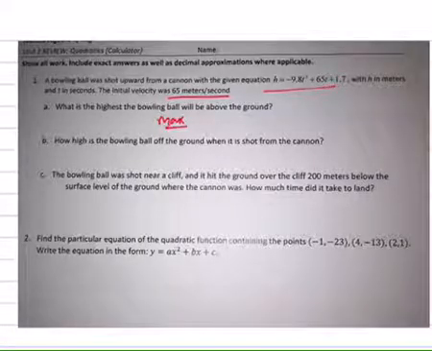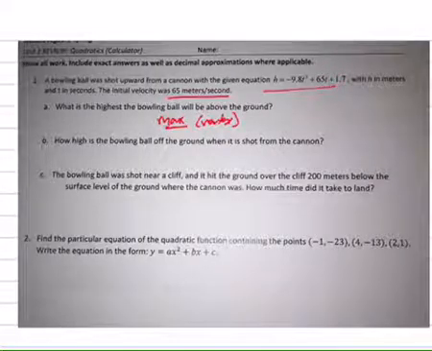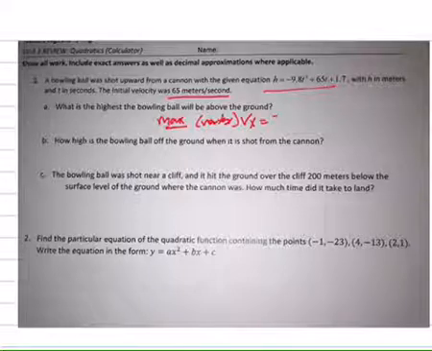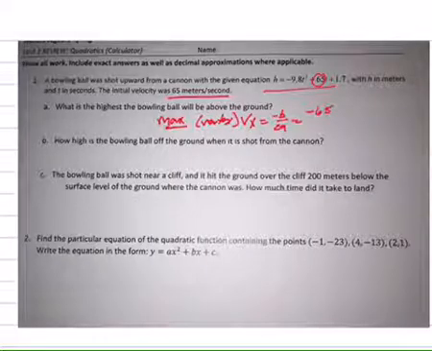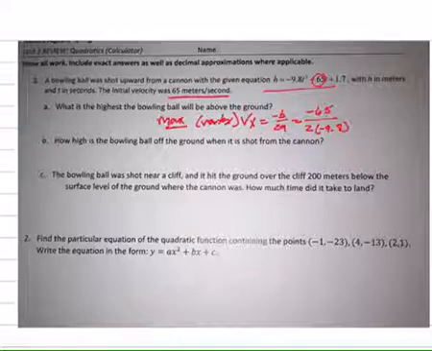So that would be the vertex, right? And the x-coordinate of the vertex is always equal to negative b over 2a. So negative b, negative 65 over 2a. So just punch that in your equation, which is 3.316.